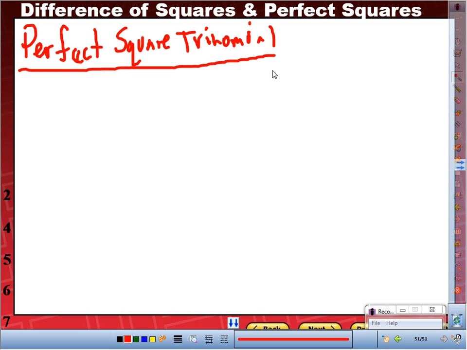So now check this out. First, I'm going to show you what it is, and I'm not going to give you a definition because the definition is within the term. Watch. This is a perfect square trinomial. Let's read it backwards so we can understand the definition. It's a what? A trinomial that is a what? A perfect square.